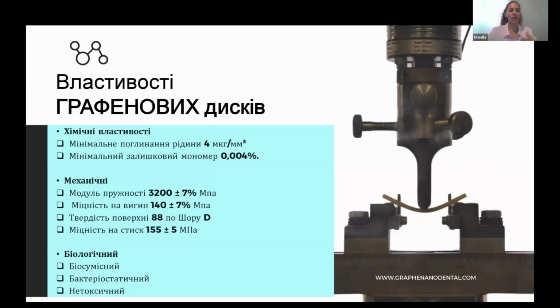And then when we talk about the biological, as you know, our material is certified for definitive prosthetics. We have all the certification for that. Our material is completely biocompatible. Also, it is bacteriostatic and it's not toxic, okay? So all these things are very important when we are talking about definitive materials, okay?